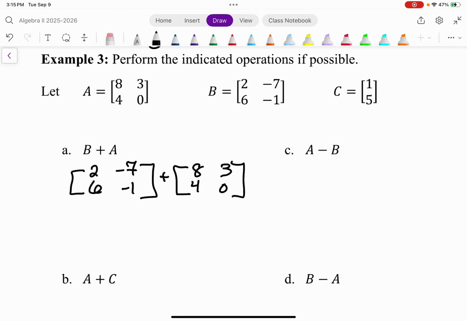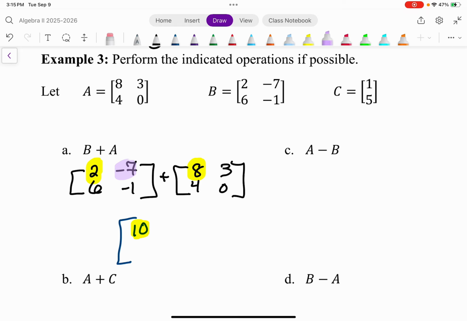Now, the reason the dimensions have to be the same on this is because we're going to take the entries that are in the same row and column number from each matrix, and we are going to add those together. And our answer is also going to be a 2 by 2 matrix because these are both 2 by 2s. So for this first one, we're going to take 2 plus 8, and that will give us 10 for the entry on the top left, row 1, column 1.